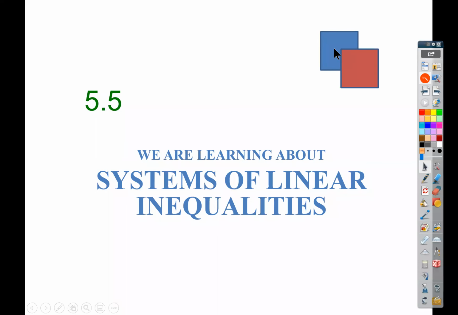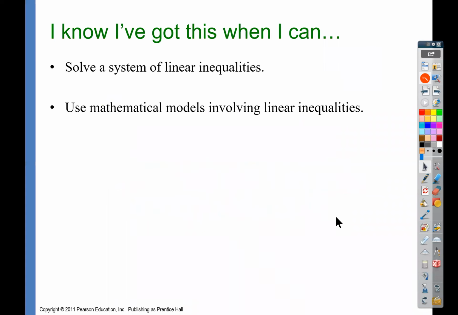We are learning about systems of linear inequalities. We're going to be graphing today. So I know I've got this when I can solve a system of linear inequalities and use mathematical models involving linear inequalities. Now, when you solve a system of linear inequalities, the actual solution is the portion of the graph that's shaded.